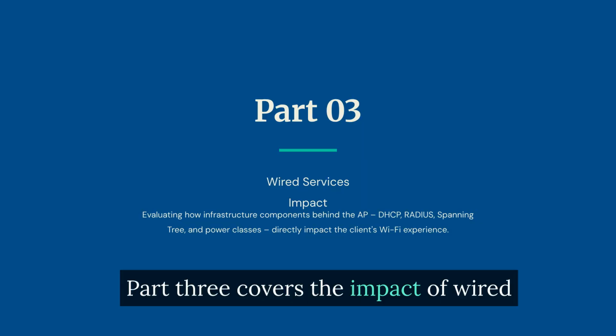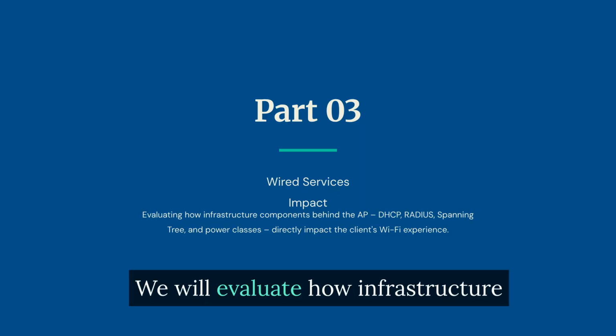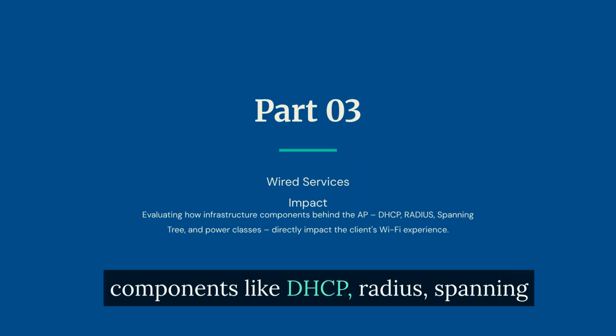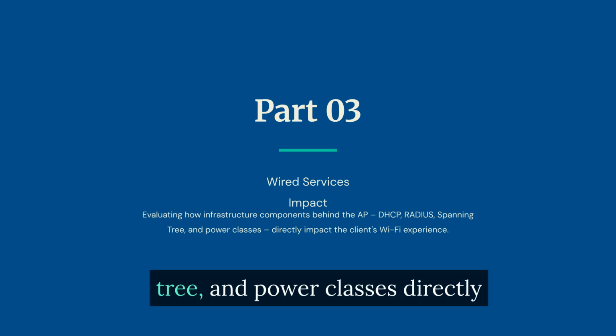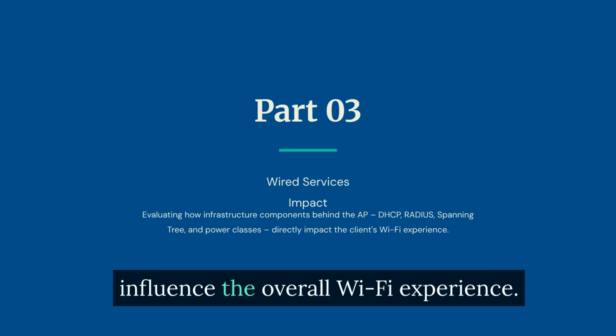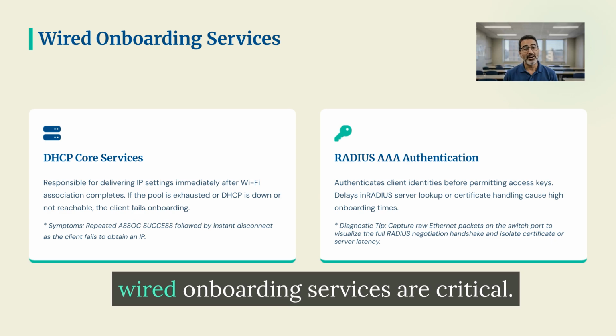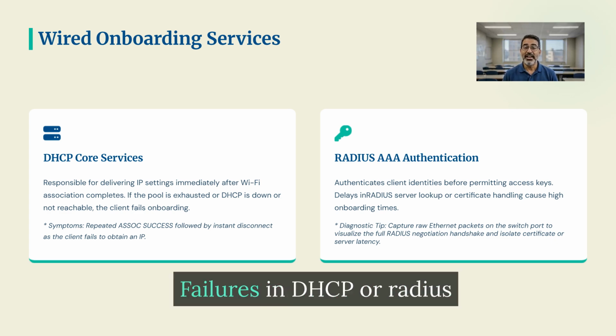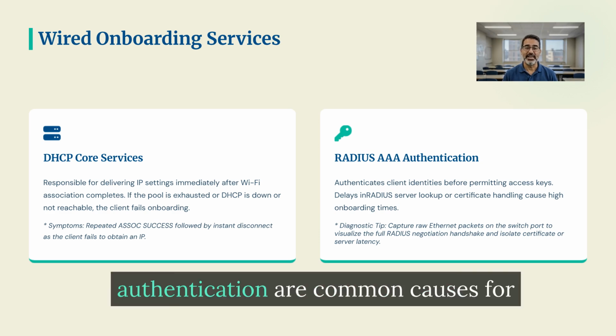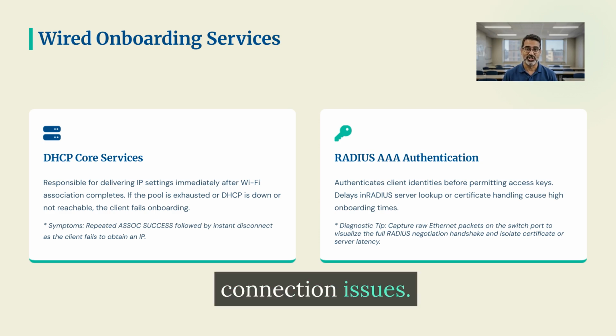Part 3 covers the impact of wired services. We will evaluate how infrastructure components like DHCP, RADIUS, spanning tree, and power classes directly influence the overall Wi-Fi experience. Wired onboarding services are critical. Failures in DHCP or RADIUS authentication are common causes for connection issues.